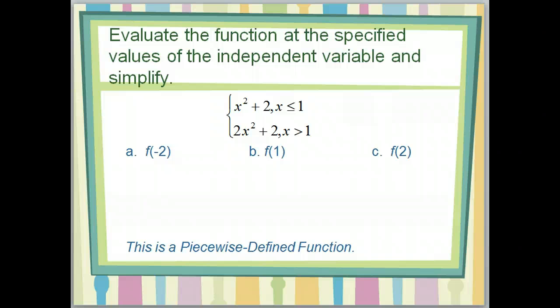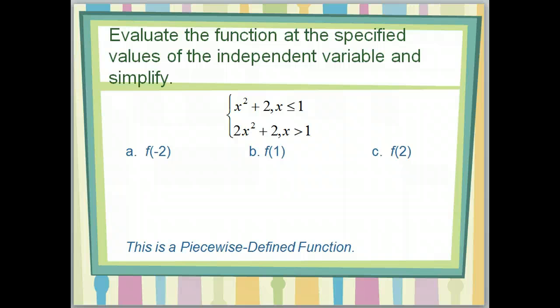This is a piecewise defined function. That means that you only use the x squared plus 2 when you have a value of x that is less than or equal to 1. You only use the 2x squared plus 2 when you have a value of x that is greater than 1.